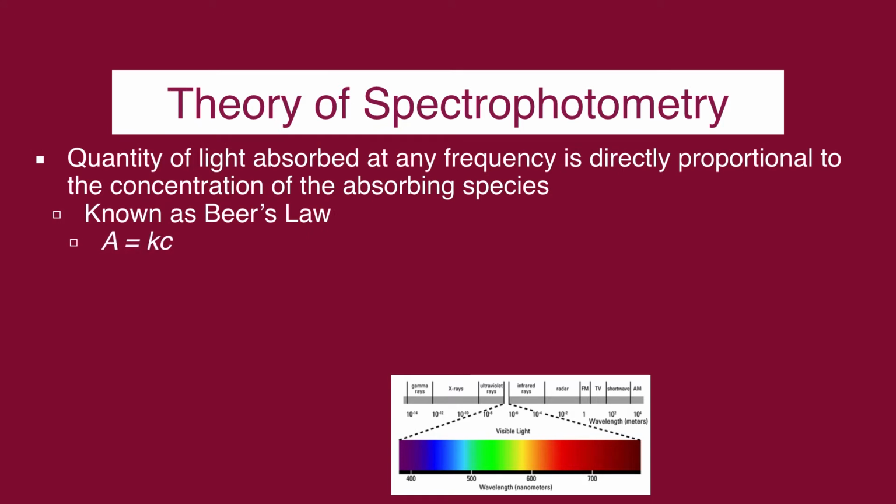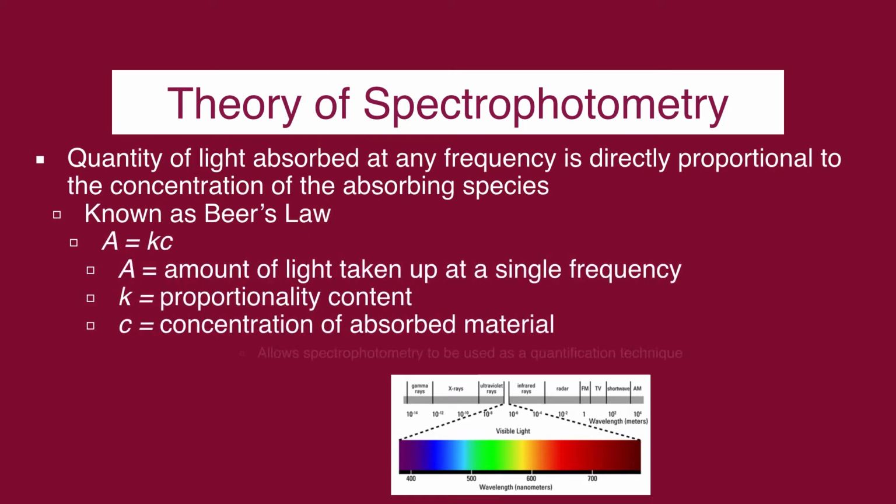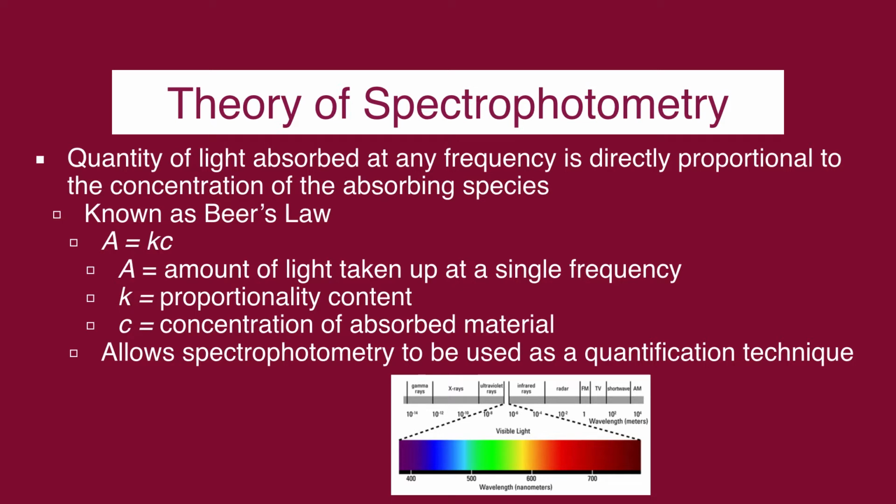So the theory of spectrophotometry is the quantity of light that's absorbed at any frequency is actually directly proportional to the concentration of the absorbing species. This is known as Beer's law. So A equals K times C. In this case, A is the amount of light taken up by a single frequency. K is the proportionality of the content, and C is the concentration of the absorbed material.